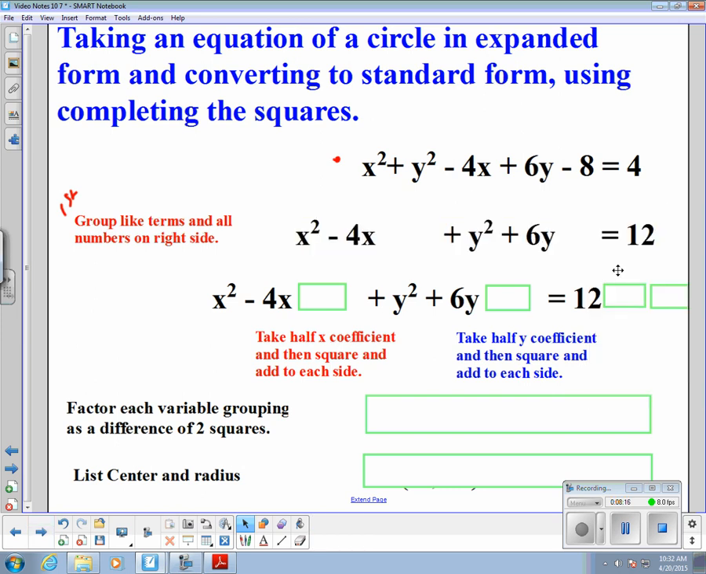When I do that, it looks like this. x squared minus 4x plus y squared plus 6y equals 12. I got that 12 because I had to move that 8 over to the other side.